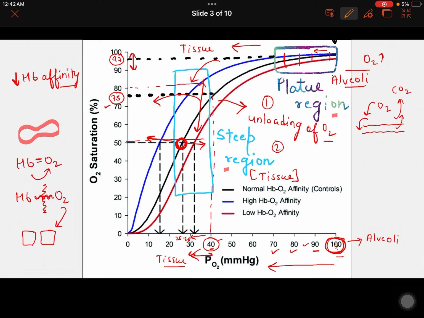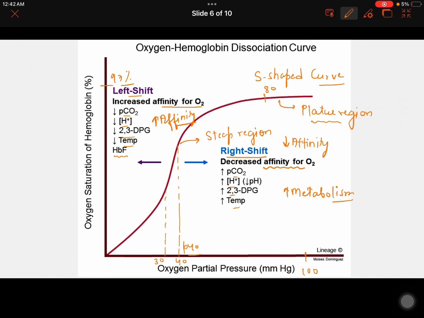Then further we talked about the Bohr effect. The Bohr effect says that there are certain factors which will define the fate of this particular graph. The effect of carbon dioxide and the hydrogen ions on the hemoglobin oxygen binding affinity is called the Bohr effect. There are some factors which can shift the curve towards the right side. They are increase in the carbon dioxide, increase in the hydrogen ions, increase in the temperature, increase in the 2,3-DPG. And on the other side, if the curve shifts towards the left side, there are factors such as decrease in the carbon dioxide, decrease in the hydrogen ions, decrease in the 2,3-DPG, or decrease in the temperature, or even the HbF can shift the curve towards the left side.